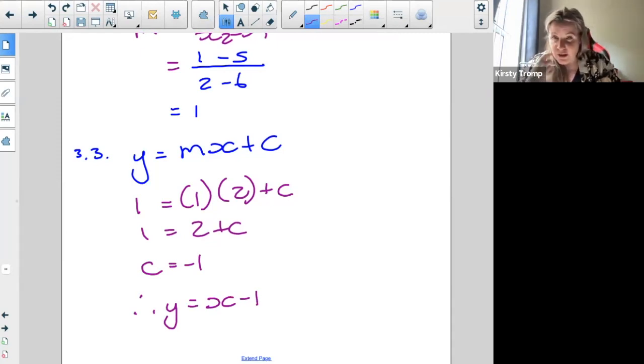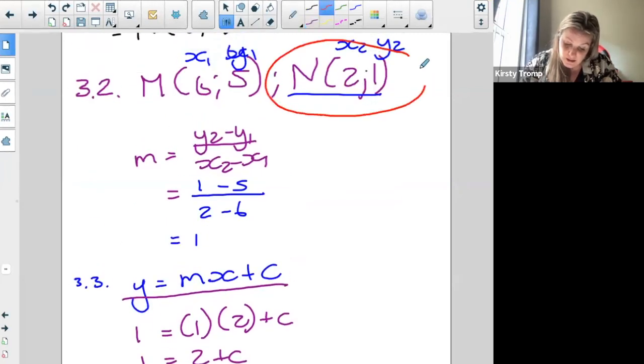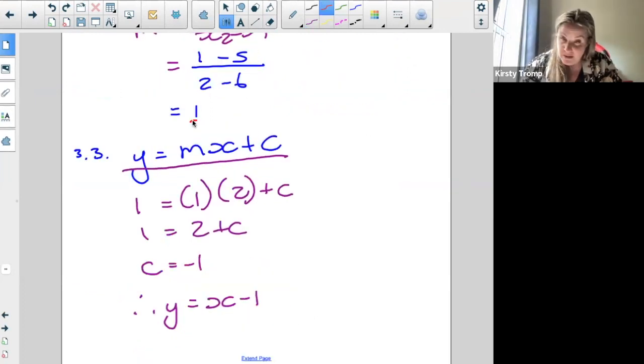Noku's asking me to please repeat. Sure, Noku, I just took my formula, which is y is equal to mx plus c. I substituted in this point, N. So instead of y, I saw 1. Instead of x, I saw 2. And for my m, I used 1. So I've got 1 equals 1 open brackets 2, plus c. Substitute in, calculate my c. C gave me -1. So y is equal to x minus 1.